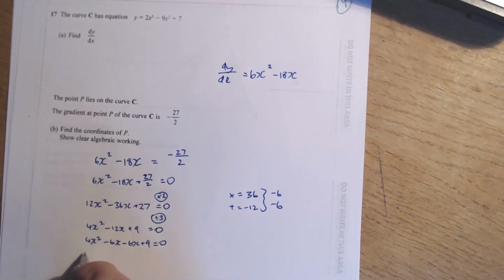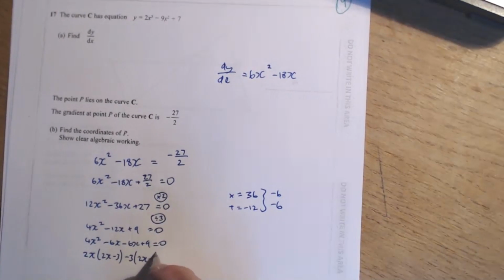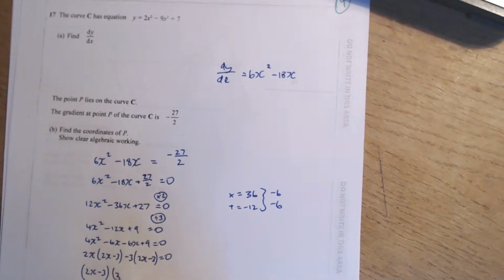Fully factorize the first two terms, so 2x minus 3, and then minus 3, 2x minus 3. So we've actually got 2x minus 3, 2x minus 3 equals 0. So our value for x as a repeated solution is going to be 3/2. Now that is the x coordinate.